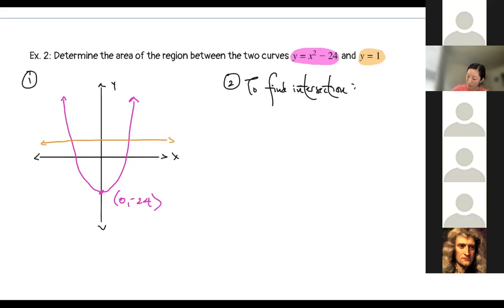Okay. Now, in order to figure out my area situation, I have to know where to start and where to stop. So we need to find some intersection points. How do we find those again? What's sort of our mantra about finding intersection points?